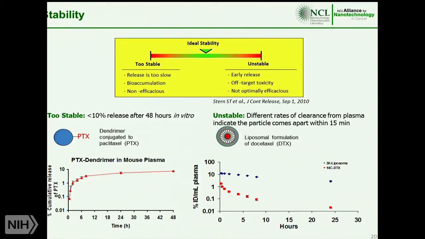On the other extreme are unstable formulations. Unstable formulations are those that release the drug too quickly, and that results in off-target toxicity and also not optimal efficacy. What we are seeing here is an example of such an unstable formulation, which contains the drug docetaxel on the liposome. What Steve found by studying this nanoparticle in vivo is that the drug is released from the liposomal carrier within the first 5 hours, and it is causing off-target toxicity and is not optimally efficacious.